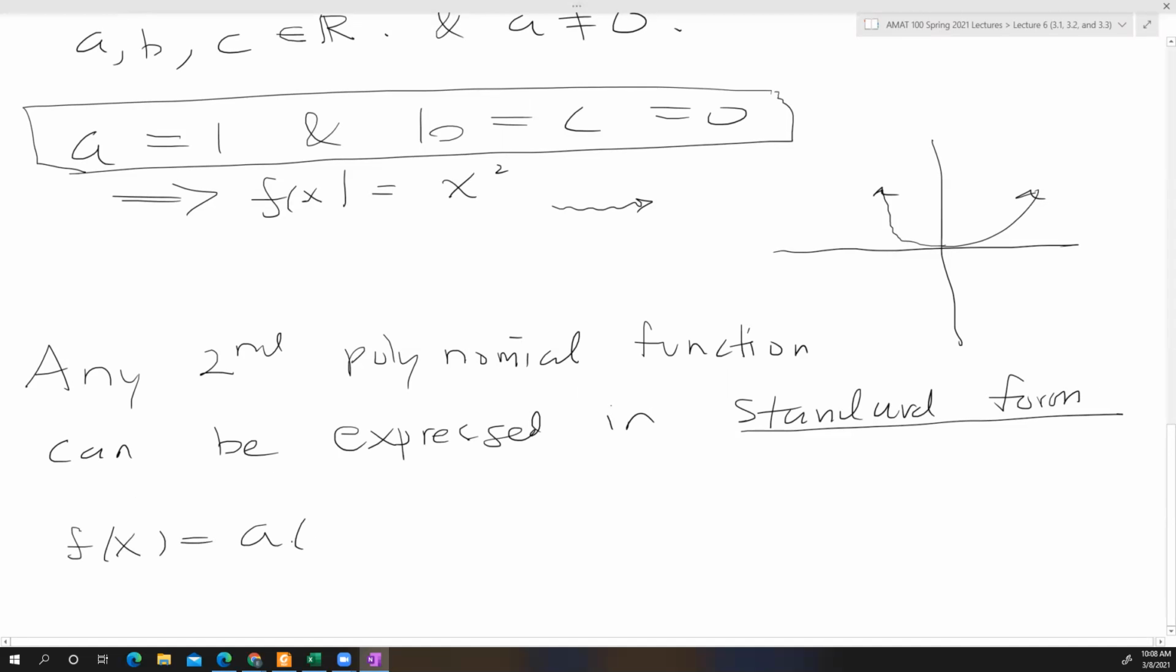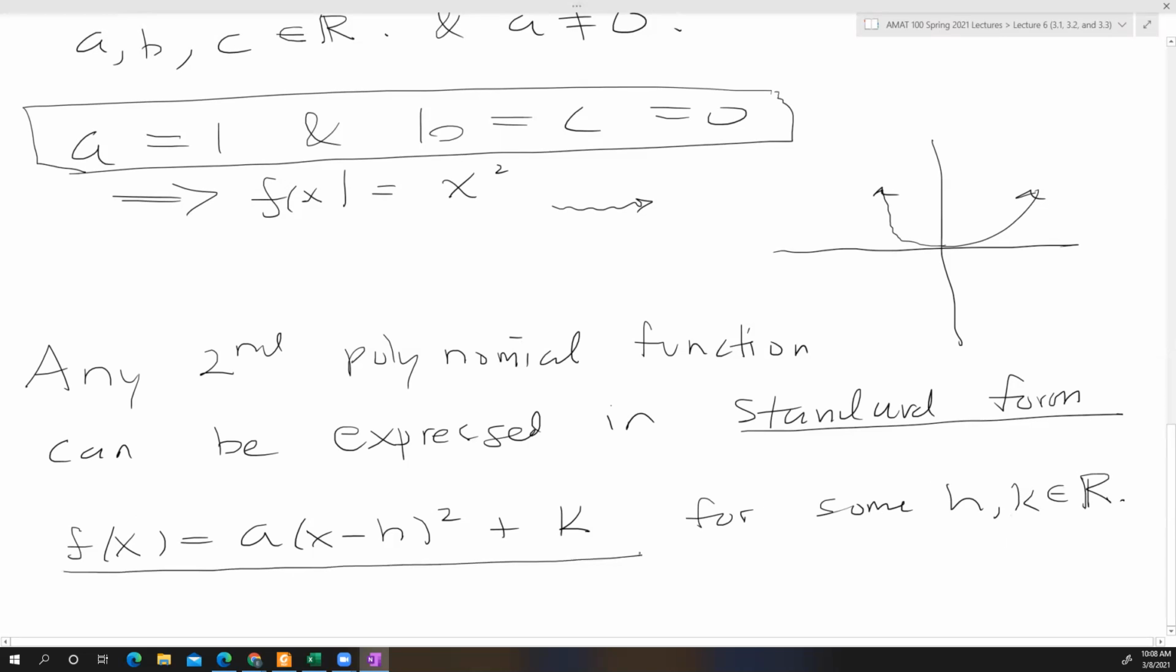So you have coefficient a, and then you have x minus h squared plus k for some h and k real numbers. You don't know maybe what they are all the time. You can actually determine what they are in general, but it doesn't matter. The point of standard form is that there exist h and k such that f of x equals this. And how do you put f of x in this form? Well, you complete the square.